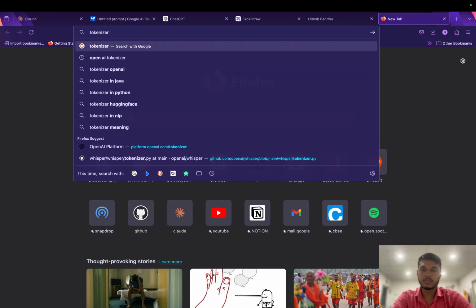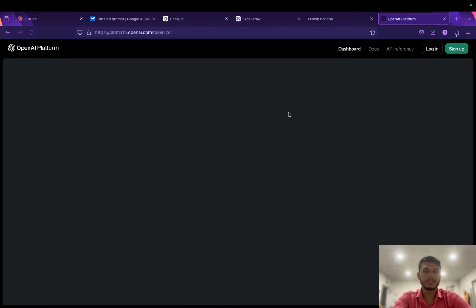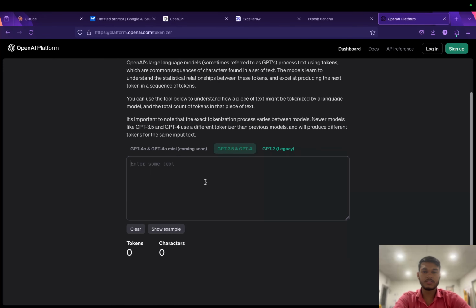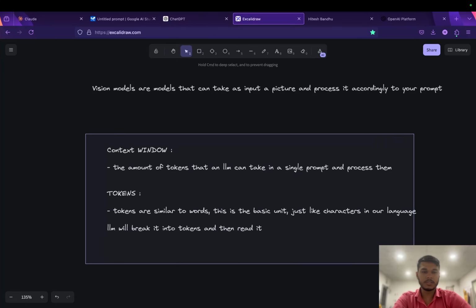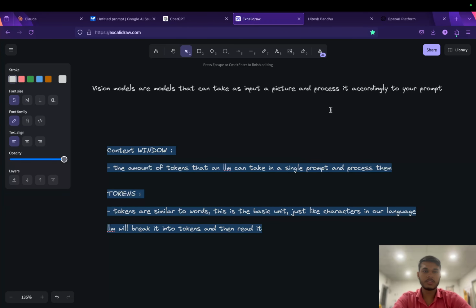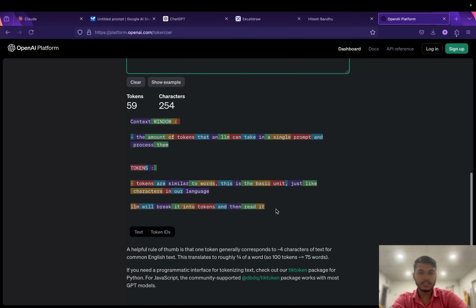This is the OpenAI tokenizer. So you can write some things and see. Let me copy some text. Okay. Let me copy this whole text. Control C. So see, this is how it is breaking. It has broken it: context is one word. Window is one word. Now this space and the colon is one word. Now the amount of tokens that an LLM can.